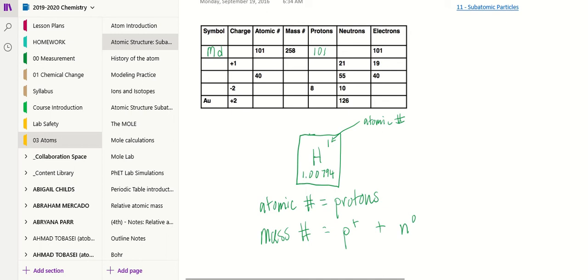Well, aren't they all just so small? Yeah, they're all small, but comparatively, if you look at a proton, neutron, and electron, an electron is so much smaller than protons and neutrons that we essentially think of an electron as almost massless.